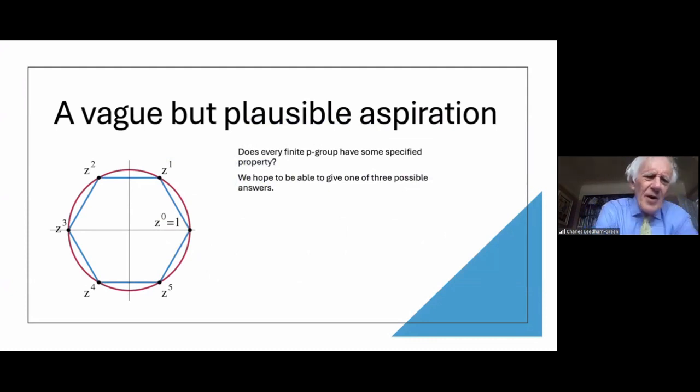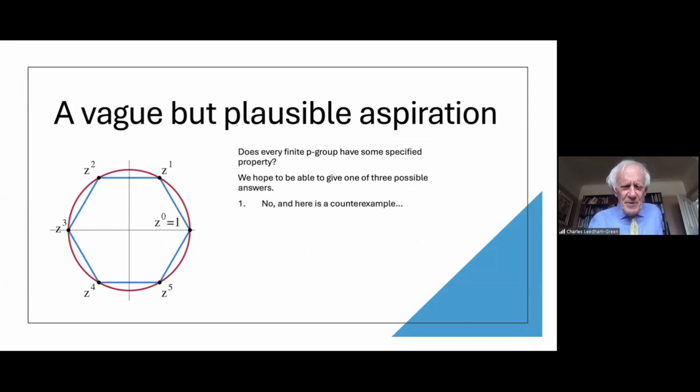As a result of the success we've had with co-class theory, we have this vague but plausible aspiration. So you have some property, you have some question. Does every finite p-group have some property or other? And we hope to be able to give you some sort of an answer.